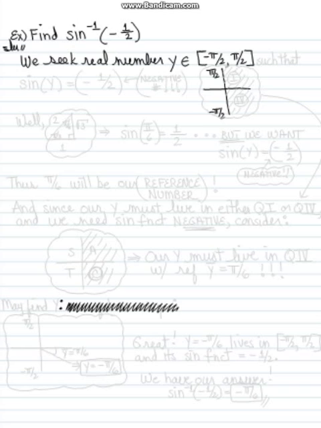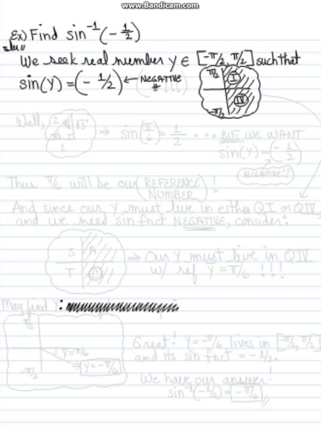π/2, -π/2. That means we're either in quadrant 1 or quadrant 4. Okay, those are our choices, either 1 or 4. So y has to live either in quadrant 1 or quadrant 4 and be a value between -π/2 and π/2, such that the sine of this y is equal to -1/2. So you must take note that that is a negative number.